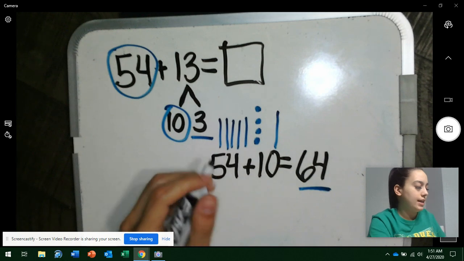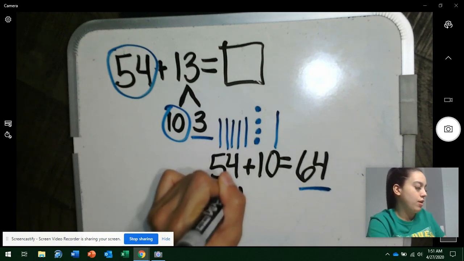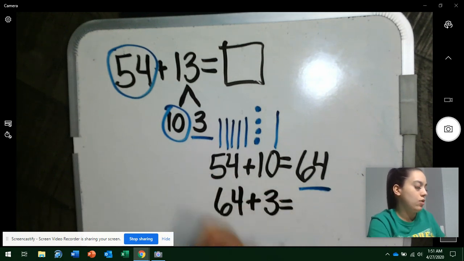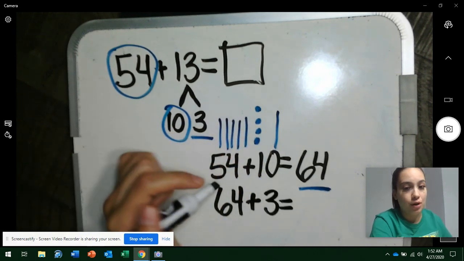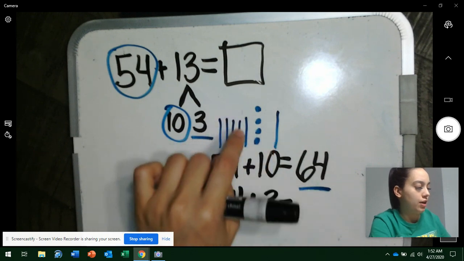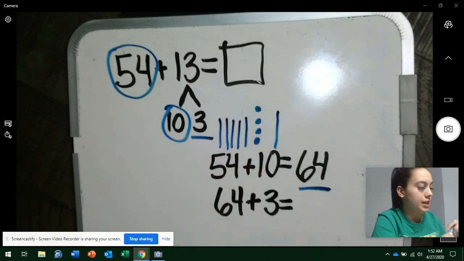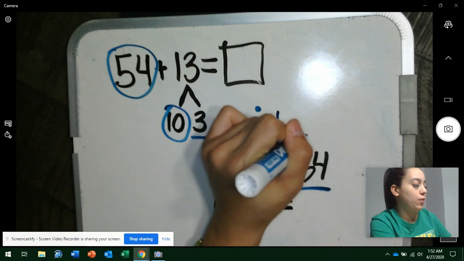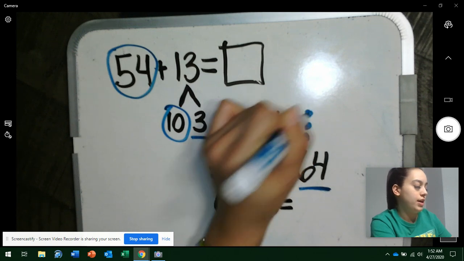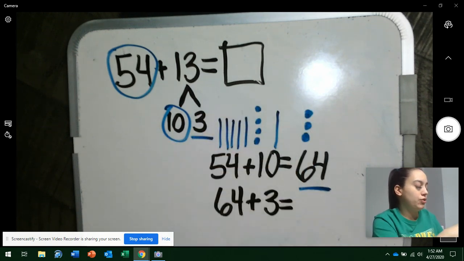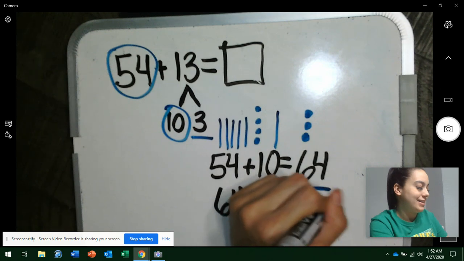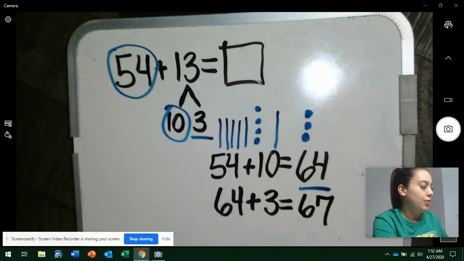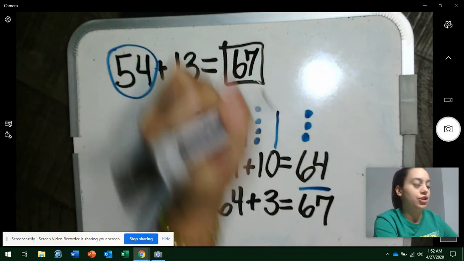So your second number sentence should have been 64 plus 3 equals. When you think about this, you don't have to draw 64 all over again because you already have 64 here. All you have to add to your picture is 3 more ones. 2, 3. So 64 plus 3 more equals, get ready? Yes, 67. So that was our answer.